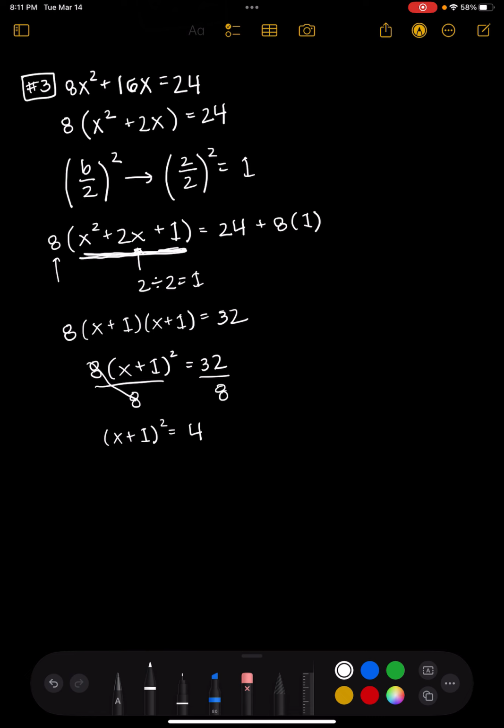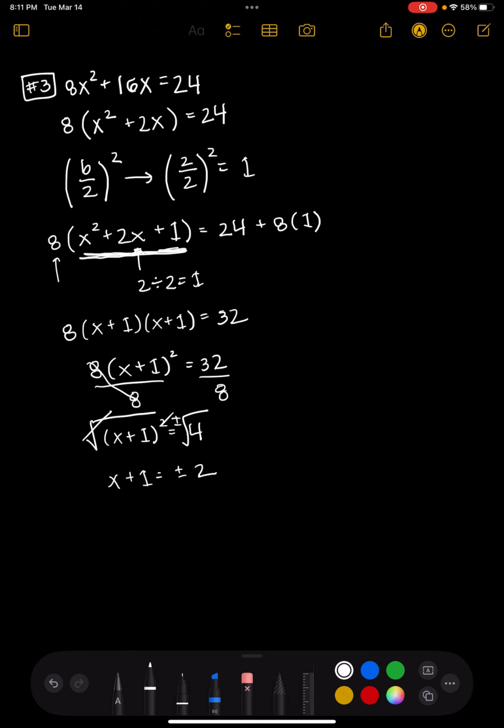Now I'm going to square root both sides because that's the next step. When I square root, I have to do the plus or minus. The square and the square root cancel each other out on the left side. I'm just left with x plus 1. And then we have plus or minus the square root of 4. Now the square root of 4 is 2. That will simplify to just be 2.